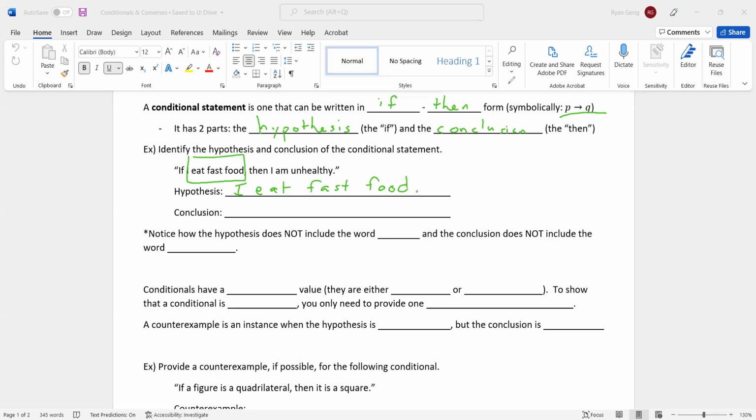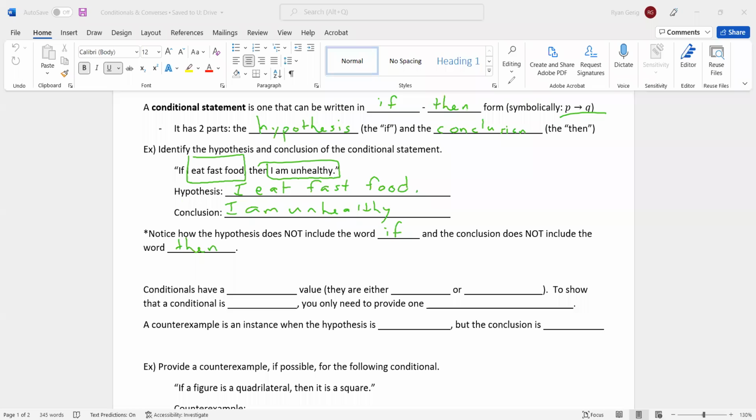The conclusion then, if that's true, that's a general rule, I eat fast food. The conclusion from that general rule is I am unhealthy. Notice what words I am not circling. In the hypothesis, it does not include the word if. And the conclusion does not include the word then. I am kind of a mean one on that. So please make note of that.